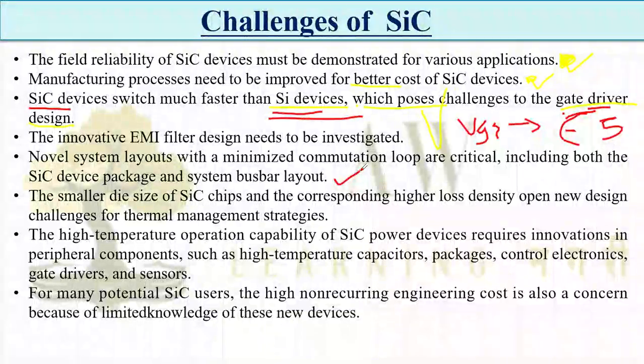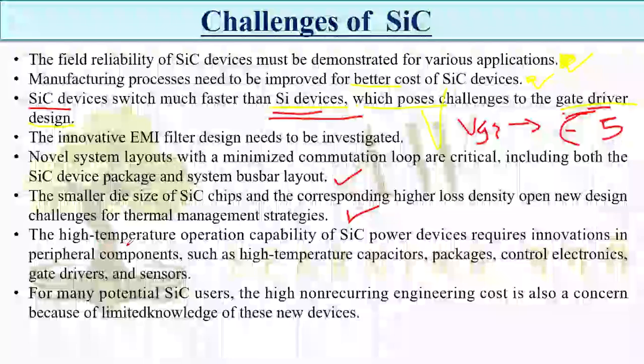Another point is the smaller die size of silicon carbide chips and the corresponding higher loss density, which open a new design challenge for thermal measurement strategies. If you have bought some silicon carbide or silicon device, just compare its size. I have already told you the size of these silicon carbide chips is very small, and if you try to provide a heat sink and all protection to it, it is very difficult to implement, because these chips are very small, and putting a heatsink on the PCB is really a difficult task. So this is another challenge.